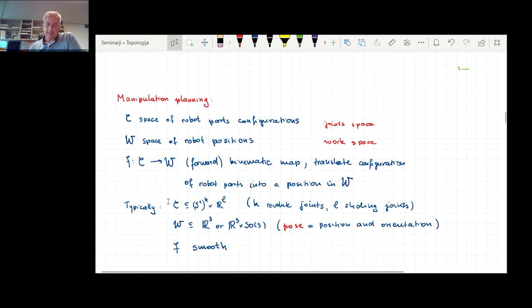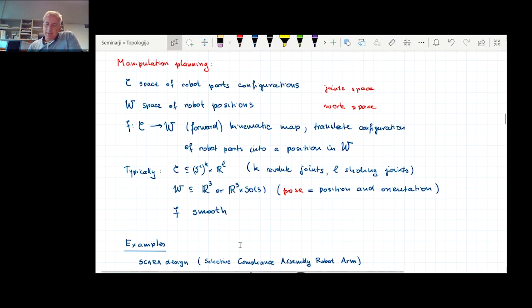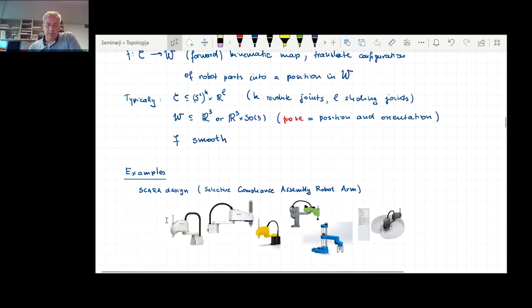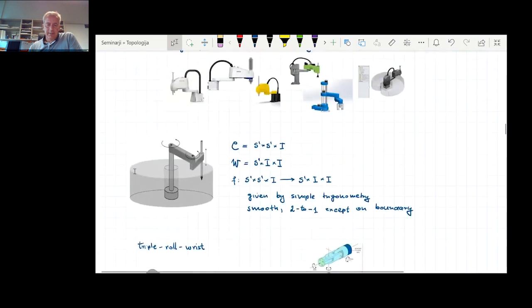So typically C is a subspace of such a space, W is a subspace of some of those, and the kinematic map is almost always just some smooth map. Smooth, but with possible singularities, which means the points where the Jacobian does not have maximal rank. Now there are a lot of different designs. For example, there are some pictures of the so-called SCARA design, where essentially you have two parallel joints and then some sliding joint. This thing goes up and down.